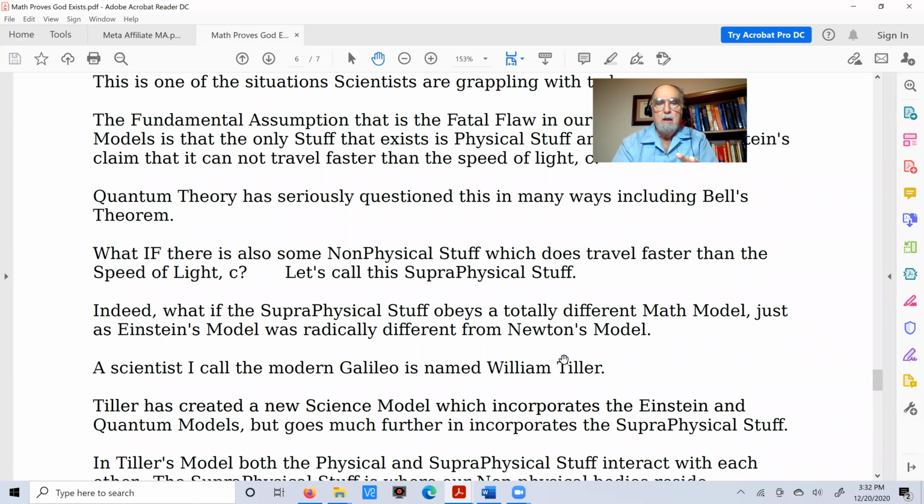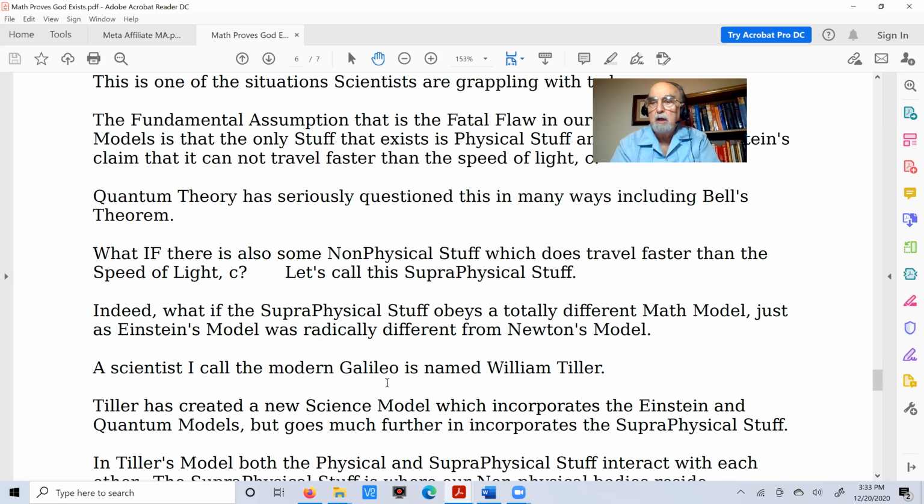Well, I'm going to call the non-physical stuff supraphysical. I like the word supra. That means beyond. So this supraphysical stuff, which is as real as physical stuff, but it's just not what we think of as physical stuff, would obey a very different math model. Einstein's model was radically different from Newton's. Well, the supraphysical model is different from the current standard models we have.